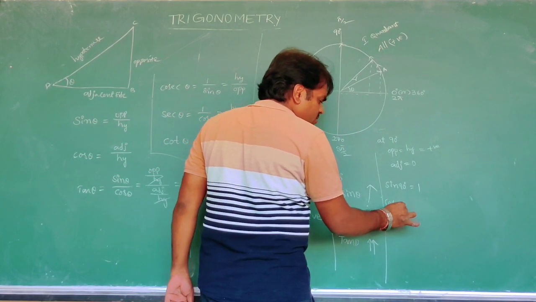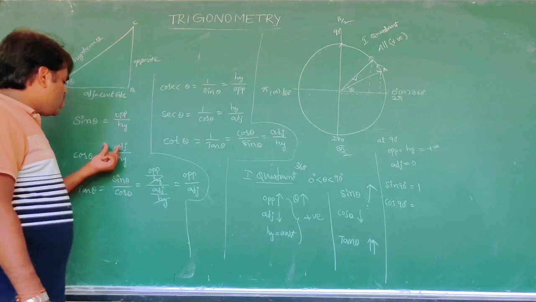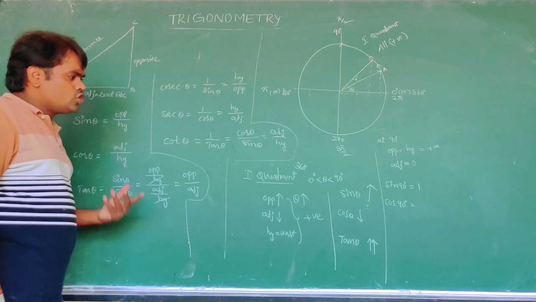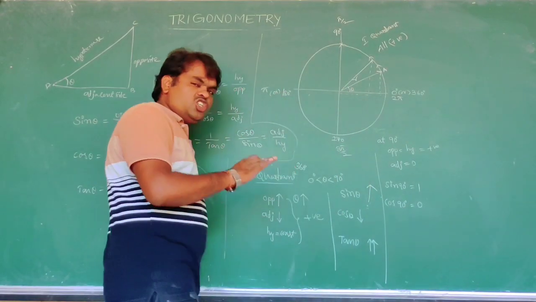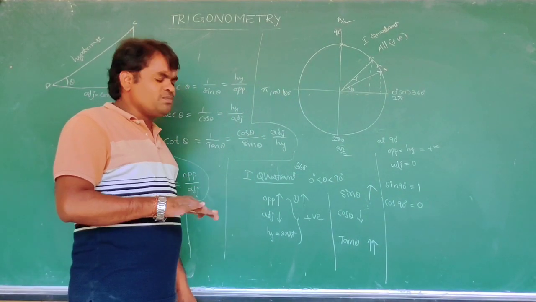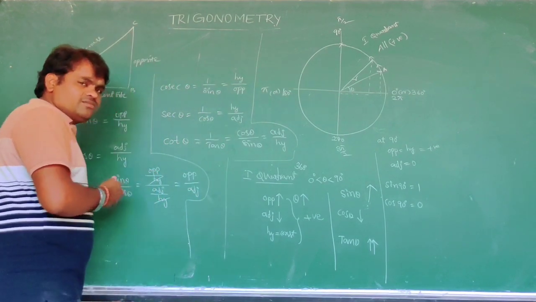Cos 90. Adjacent side is 0. Adjacent 0 by anything is 0. That's why cos 90 value is 0. Don't say simply sin 90 is 1 and cos 90 is 0. Why? The reason will be here.